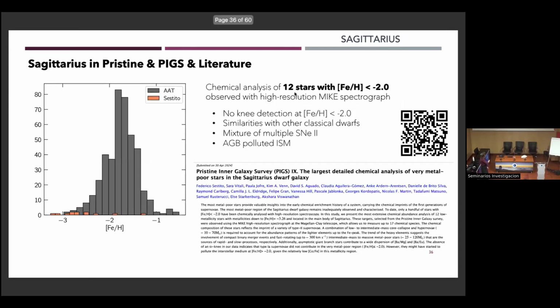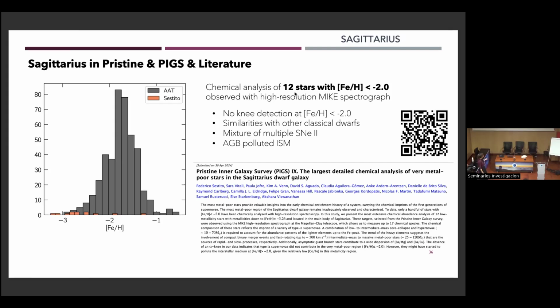Then I observed another 12 stars with higher resolution using the MIKE spectrograph at Las Campanas Observatory, to have a higher resolution follow-up of just the very metal poor end of the AAT distribution. And this data has been recently published by Federico in a paper where they provided the largest chemical analysis of the very metal poor tail of the galaxy.